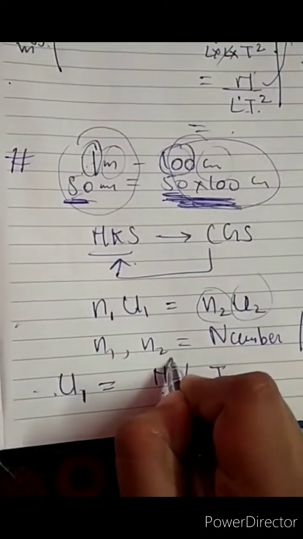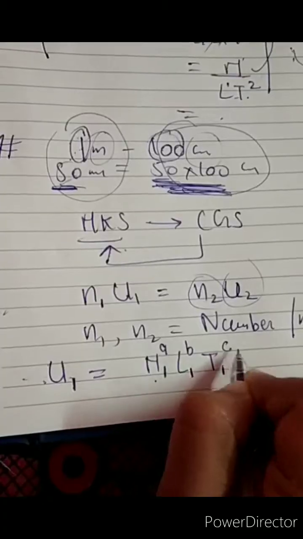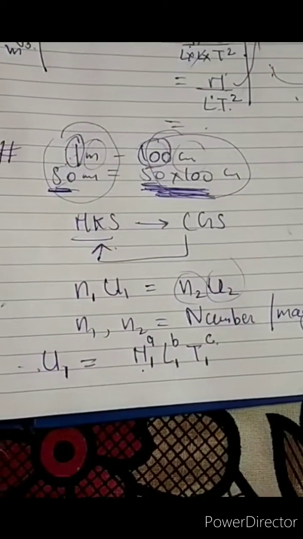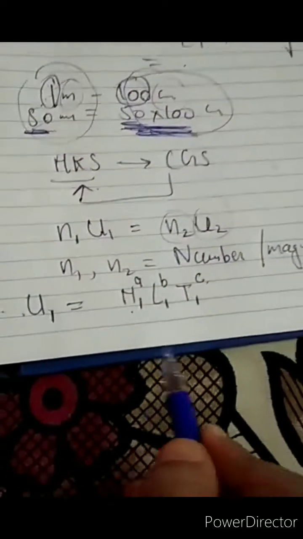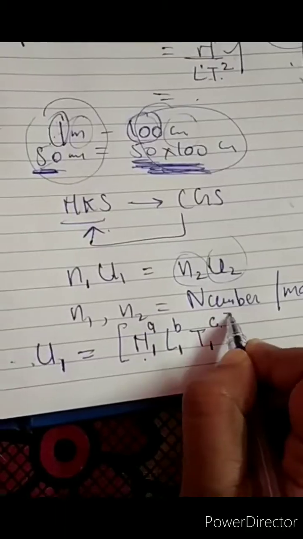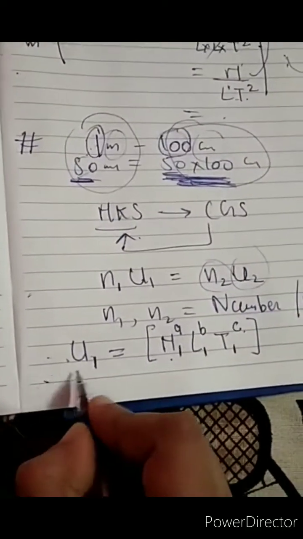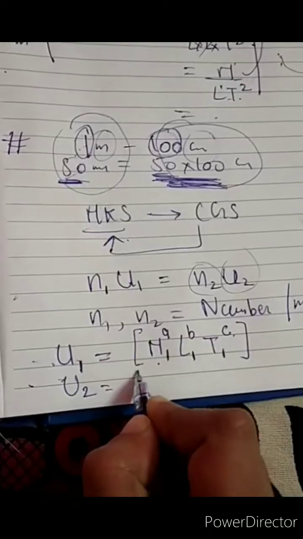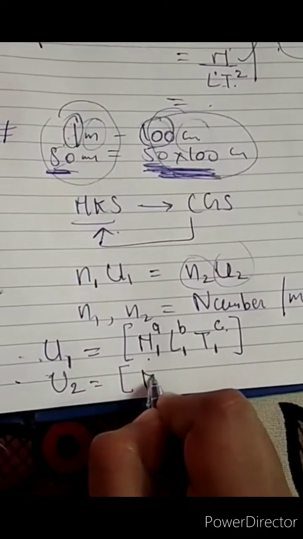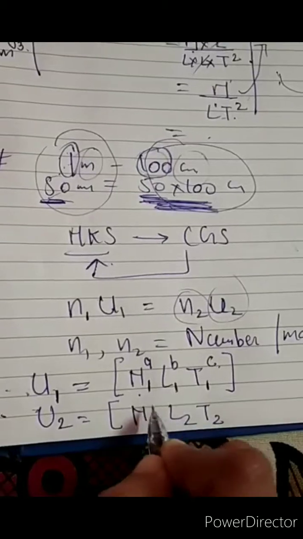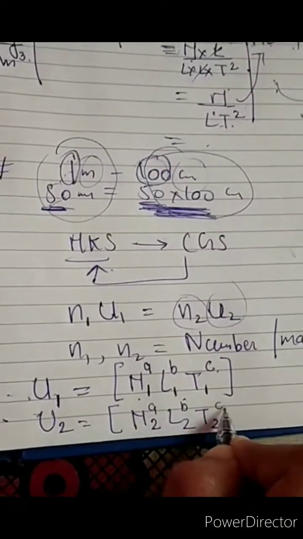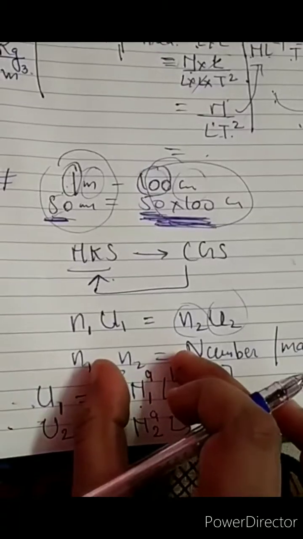Let's say the powers are A, B and C, like -1, -2. These are just powers, we don't know anything right now. What is U2? Let's say U2 is another system in which again we have MLT, and again the powers A, B and C. Because this certain power is converting to these powers, they must be equal.